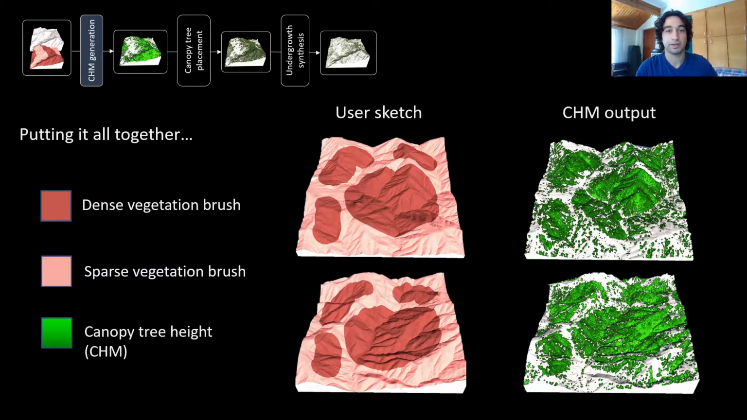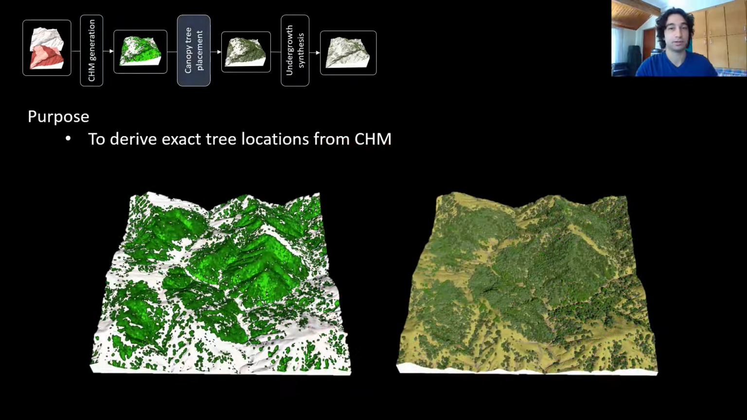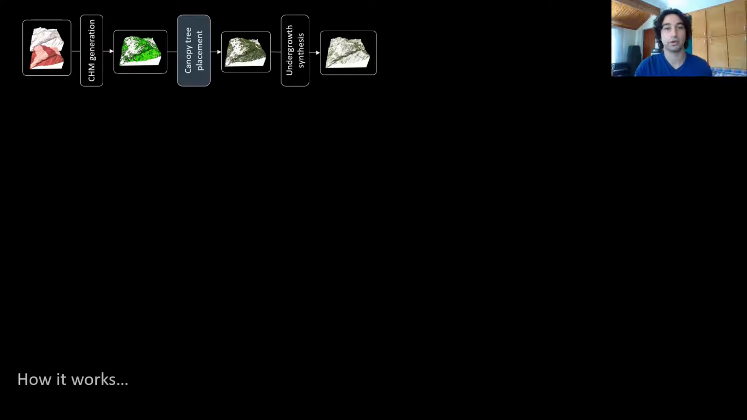We now describe the canopy placement component in more detail. This part of the system produces exact tree locations, along with other attributes such as height and species, based on the CHM and the abiotic conditions. Abiotic conditions, in our case, refer to factors we assume to be vital for plant survival. That is, sunlight, soil moisture, slope, and temperature. Our canopy placement algorithm works as follows.